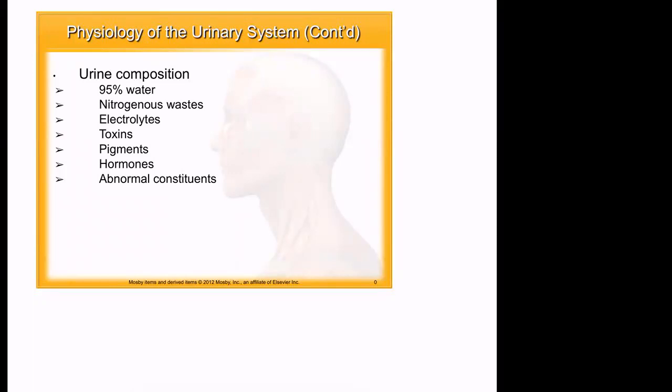Like, I don't know, other hormones, like vanillylmandelic acid or something like that. But we could help identify disease processes by seeing some of these abnormal constituents in the urine. This is why it might seem kind of benign, but this is why we take those urine specimens. We can get a lot of information from them.